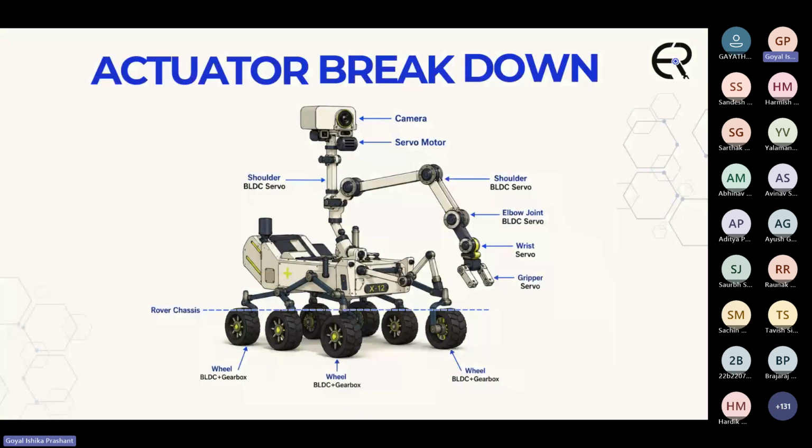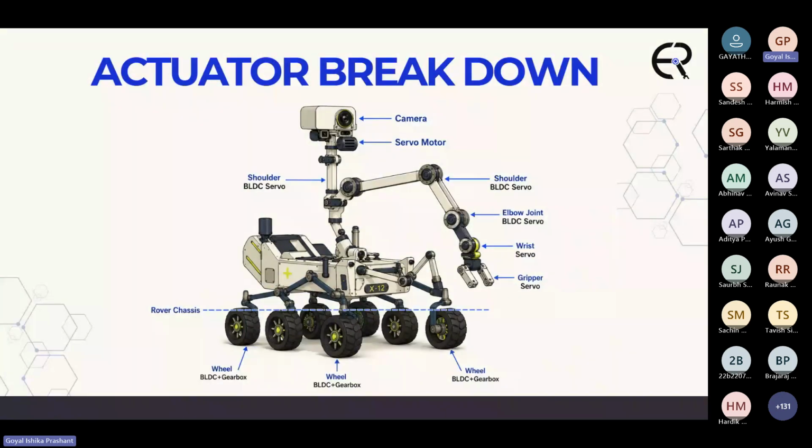So, let's break down which joint would use which kind of motor. In joints where you require high precision and high positional accuracy, for example, the camera, the wrist, and the gripper, this is where we would use the servo motor. And in joints that require high speed and high torques, for example, the shoulder, the elbow, and the wheels, this is where we would use a BLDC motor paired with a gearbox.